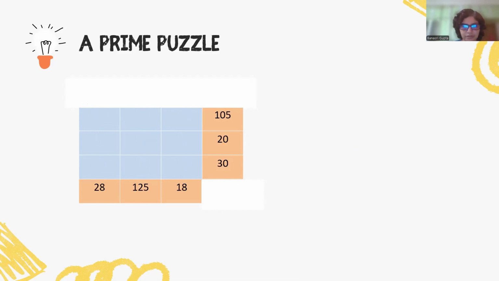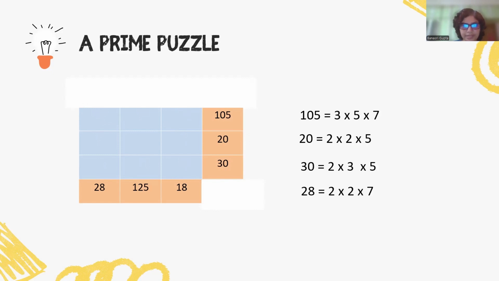Let's see the next one. Similarly, we have to do prime factorization of all these numbers. Now fill up all these numbers similarly. 105 and 28 we can see are only divisible by 7, so 7 will come here. This is only divisible by 5, so 5 will come here and 3 will come here.